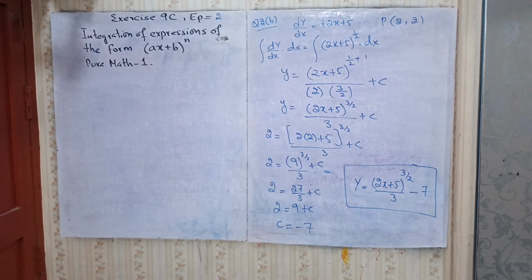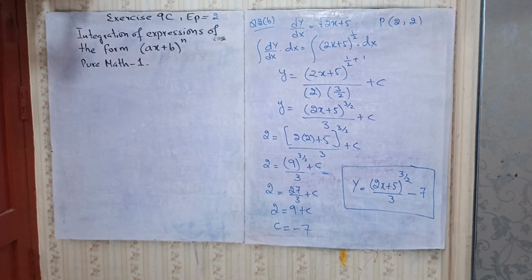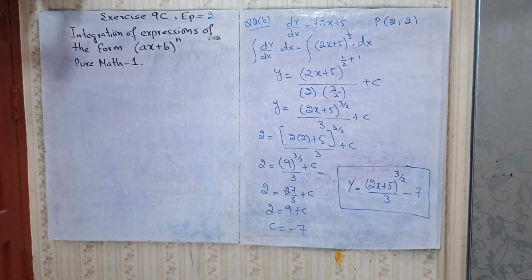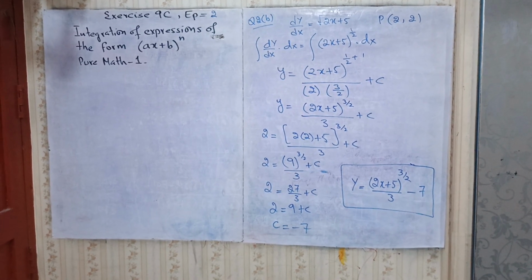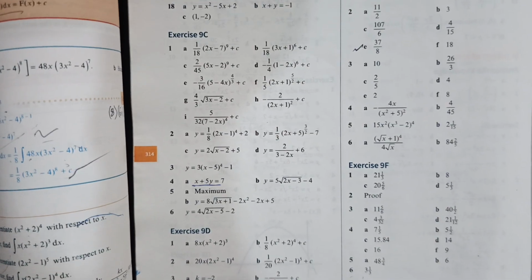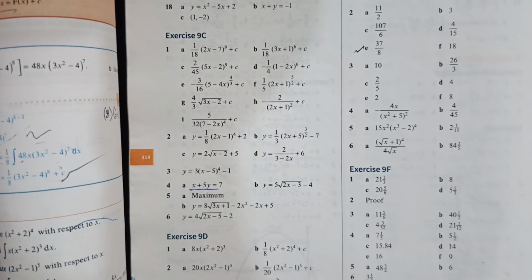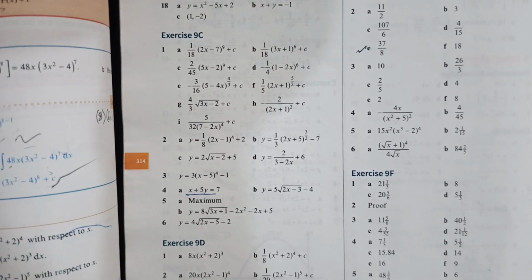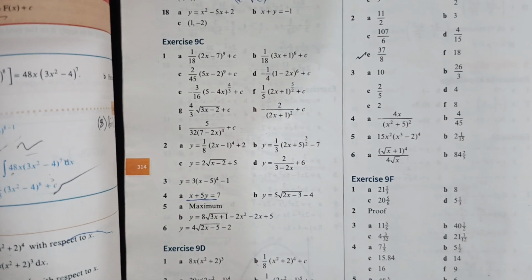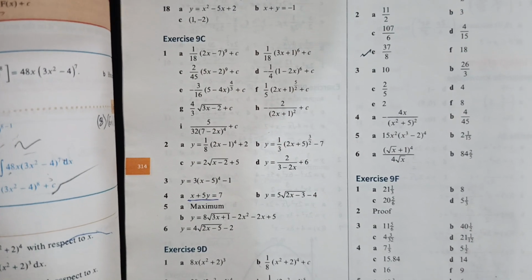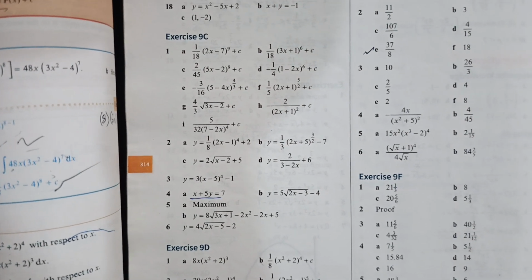This is the question number 2, and it's B part, exercise 9C. This is our second episode on this exercise. So exercise 9C, the answers are showing up. Question number 2, it's B part, y is equals to 1 by 3, and you have (2x plus 5) whole raised to power 3 by 2 minus 7. So our answer is right.